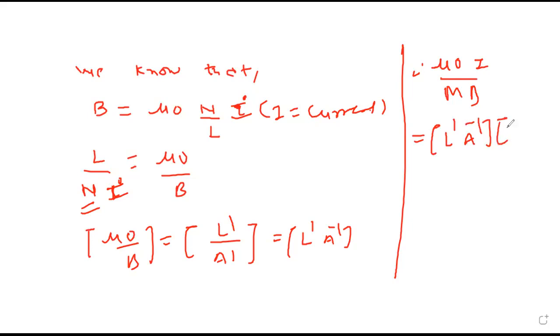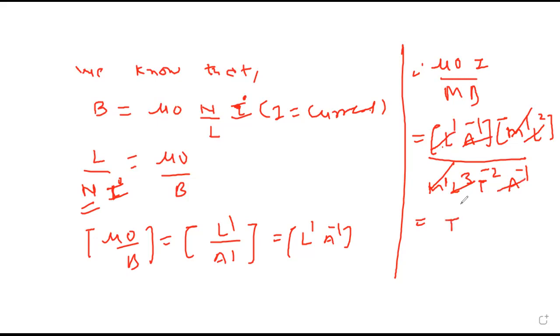This I, moment of inertia, is M1 L2, and M we got as M1 L3 T minus 2 A minus 1. Therefore, M1 M1 cancel. L1 L2 is L3, that also cancels. A minus 1 cancels. So it becomes T raised to 2. That means it is time squared. Right.